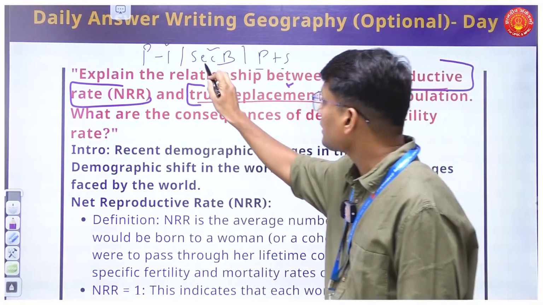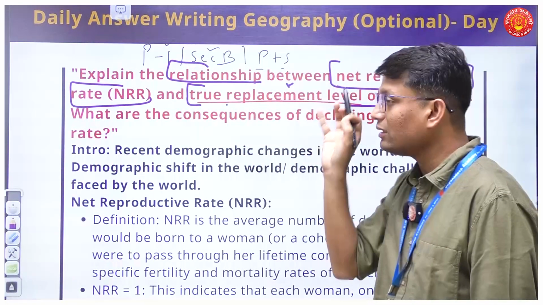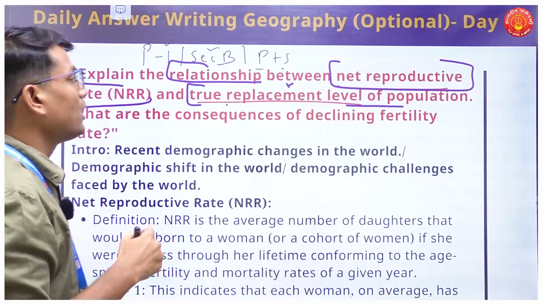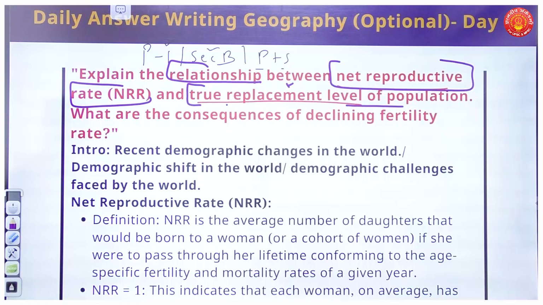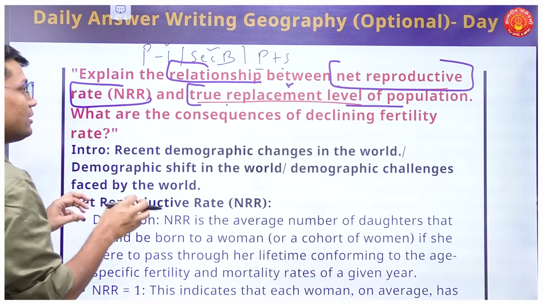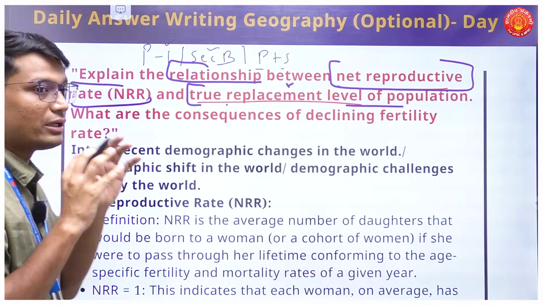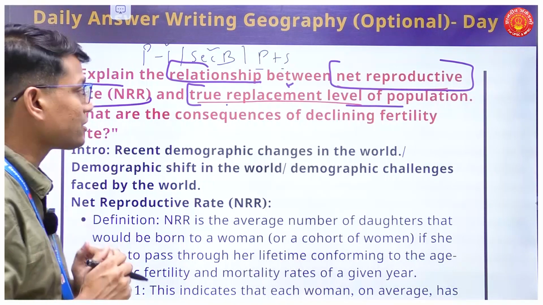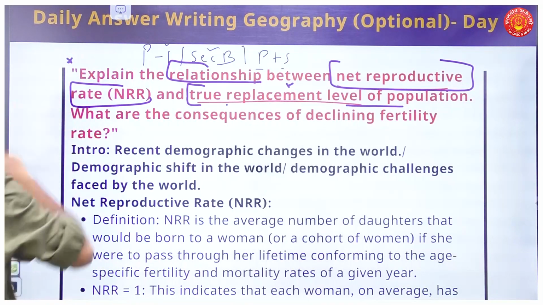Next, you will have to establish a relationship. You have to identify that there is some relationship between these two attributes. They affect our population on a large scale, and there is some relation between them. So you will have to mention how these two attributes are related to each other and how they affect our population at large scale. Fine. So this is the first part of the question.